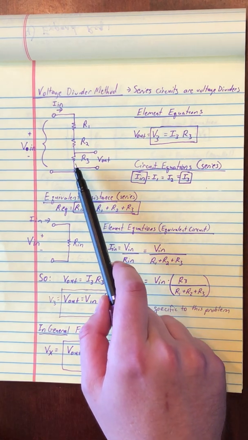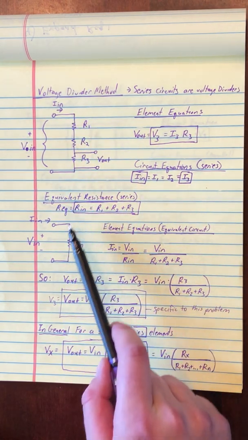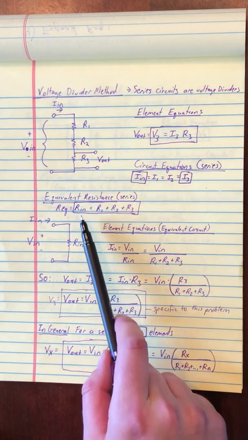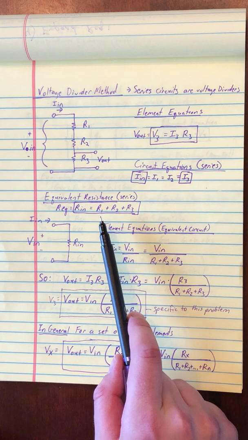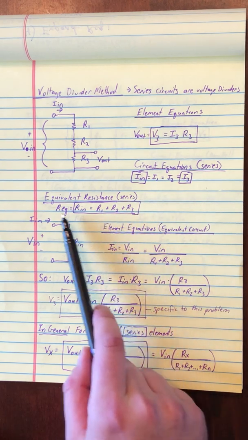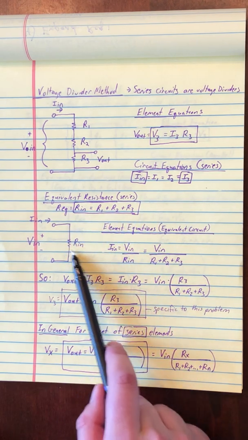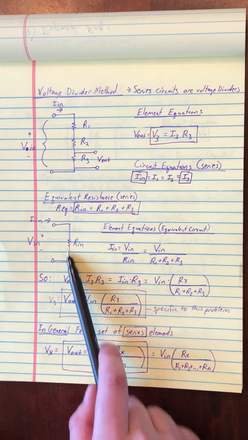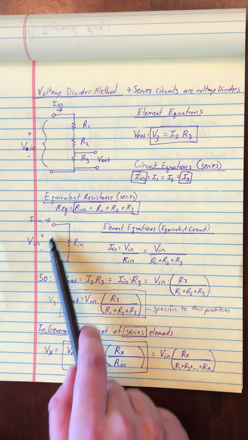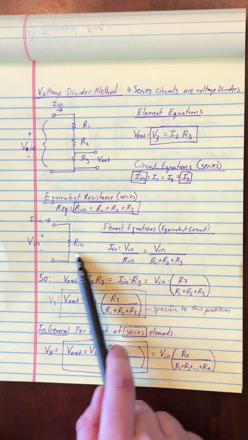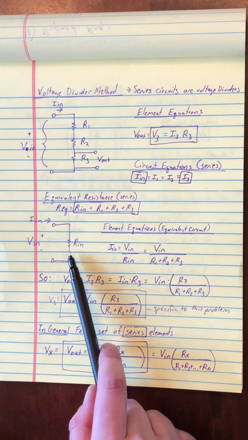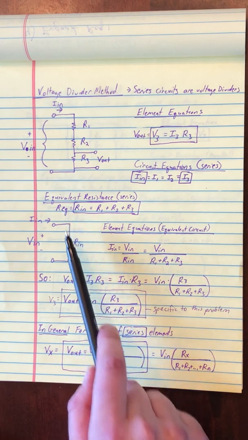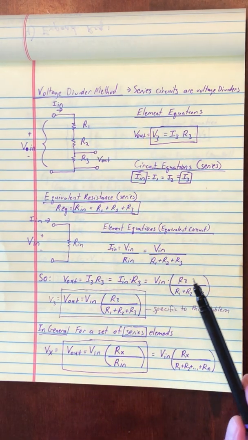One thing we have to do is figure out the equivalent resistance. For a series circuit, the equivalent resistance is just the sum of the three resistors, R1 plus R2 plus R3, and that's equal to the input resistance. If we make that the equivalent resistor, we see we have an input current, an input voltage, and the resistance here. Since there's only one resistance, this is the input resistance, and we found it by finding the equivalent resistance of these three resistors.